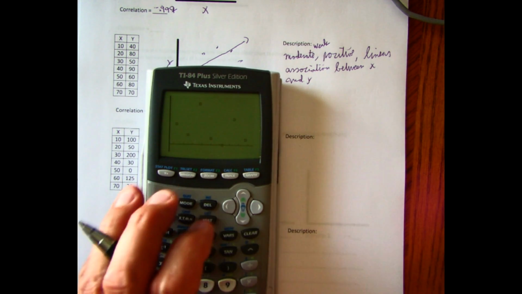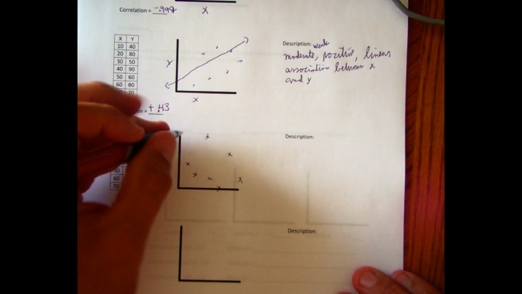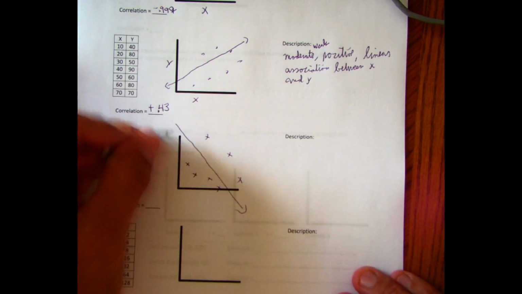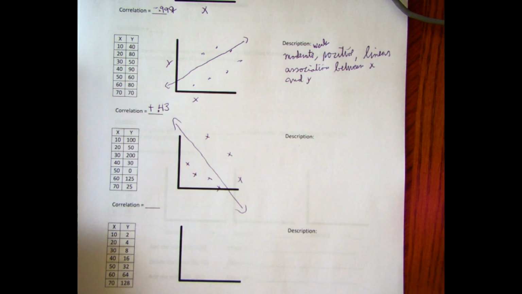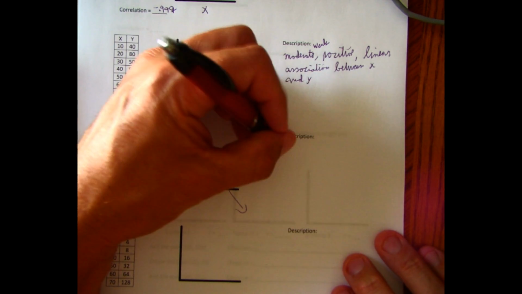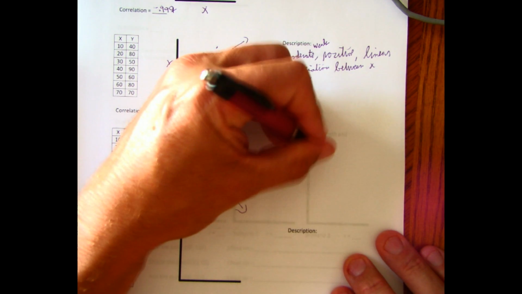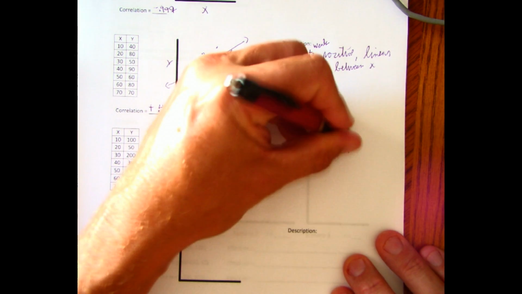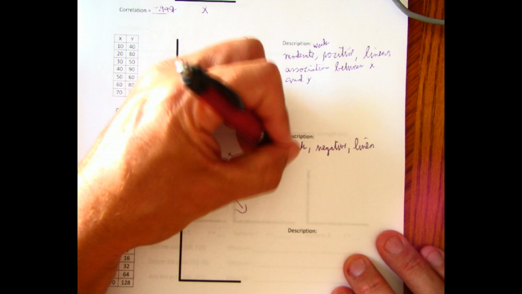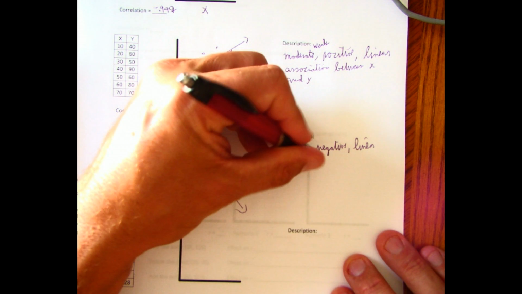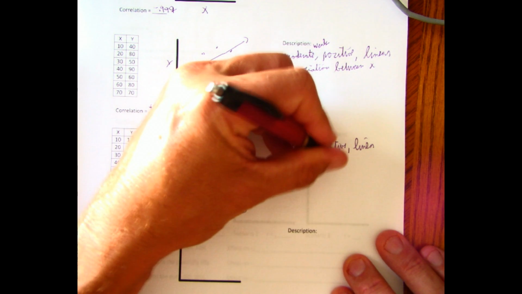Alright, so if I was to draw a line of best fit here, this looks like it's going this way. It's not curved, it's not parabolic, so I'm going to say this is a fairly weak negative linear association between x and y.